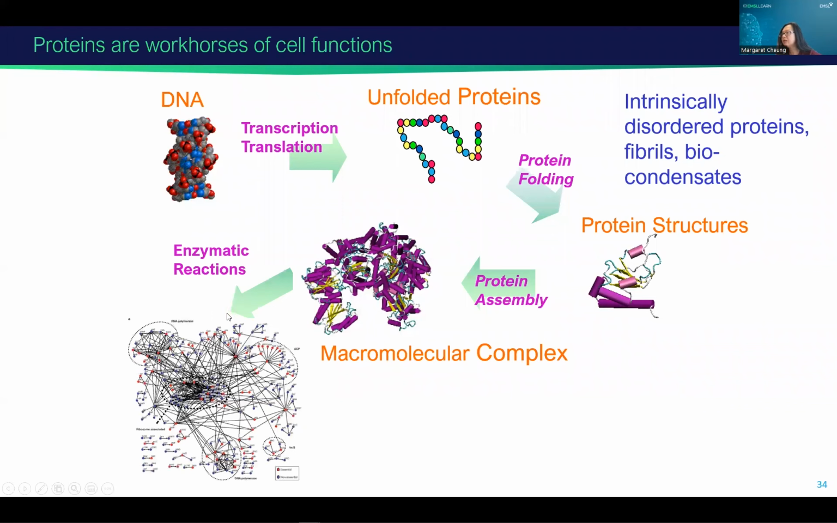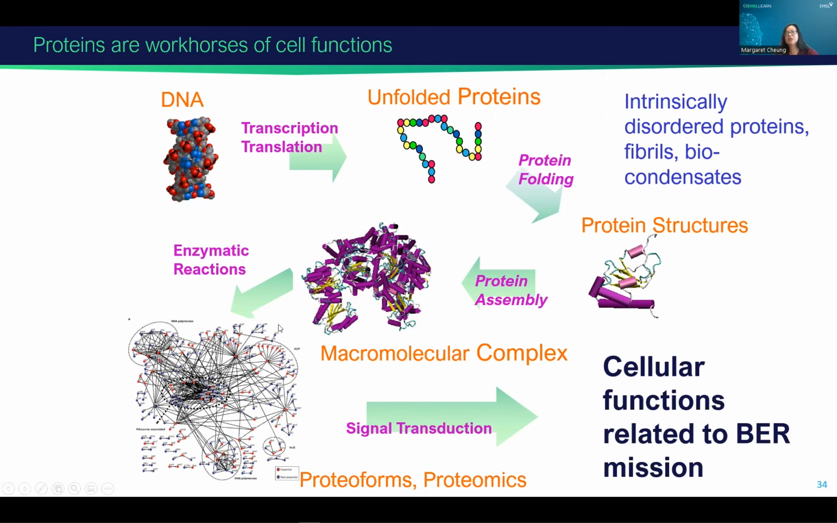These macromolecules communicate with each other through enzymatic reactions and form biochemical networks, like those you see from Jeremy's talk, and information passes from one node to another. It's the science of proteoforms or proteomics, like the ones you see from Aivett's talks, leading to signal transduction. And they execute cellular functions related to many other BER missions.